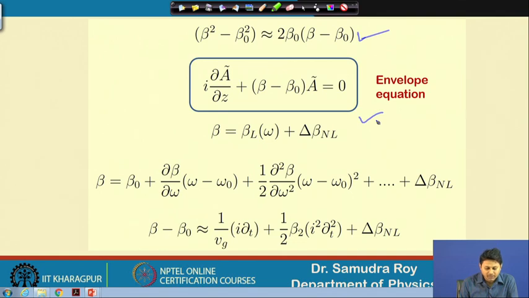So, the 2 beta 0 term will cancel out on both sides, and we will have that. Now, the beta, which is the propagation constant, I can write in two parts, which is the linear propagation part, and due to the nonlinearity the propagation constant may change, and I write this changing propagation constant as delta beta nL. Next, what we will do, we just expand this linear part. So, if I expand this linear part, it will be beta 0, first order derivative of beta times omega minus omega 0, second order derivative and so on, plus delta beta nL.